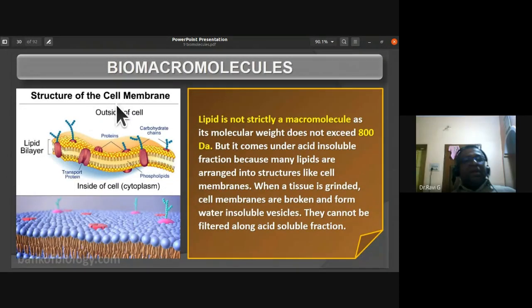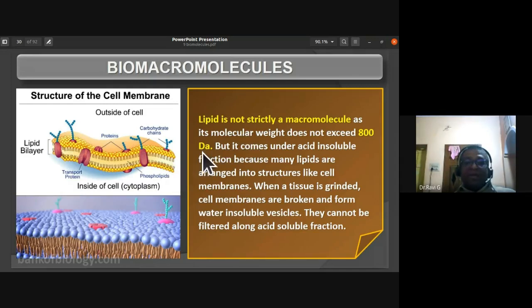Already you know the structure of the cell membrane, the fluid mosaic model of plasma membrane. You notice the superficial proteins, as well as the proteins which are integrated in the membranes. The peripheral proteins and the integrated proteins, and most of the proteins are floating within this phospholipid bilayer. This is what you notice in the fluid mosaic model of plasma membrane or cell membrane.